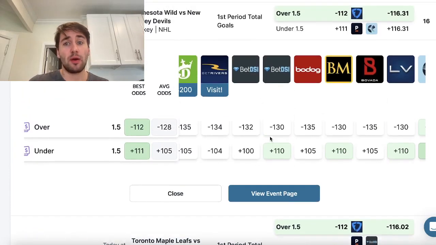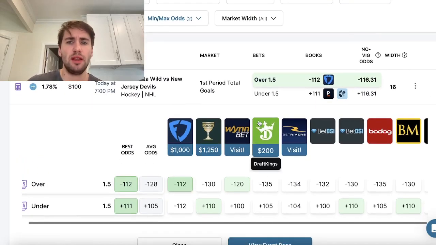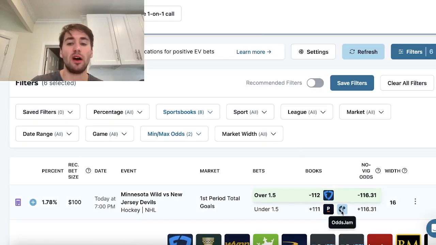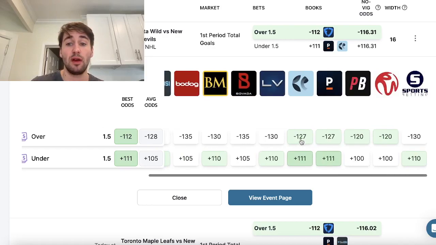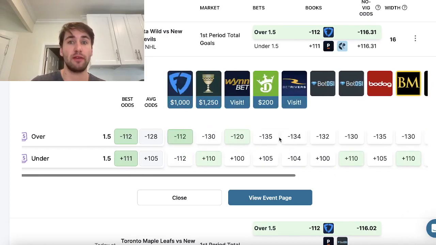So I ended up going with this. The EV tool is the easiest tool on OddsJam to use. All it does is, again, there's no BS. It's literally just pulling in odds, comparing them to each other, and showing you where there's value in the market. And here are the values: over 1.5 first period total goals at minus 112. All the books are pricing this around minus 130. We're getting it at minus 112, clear value.